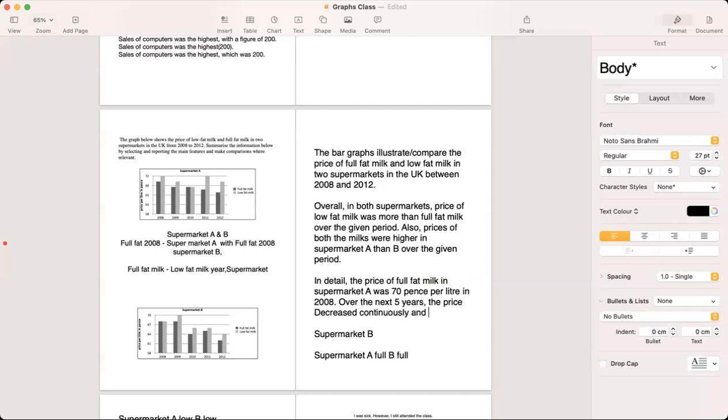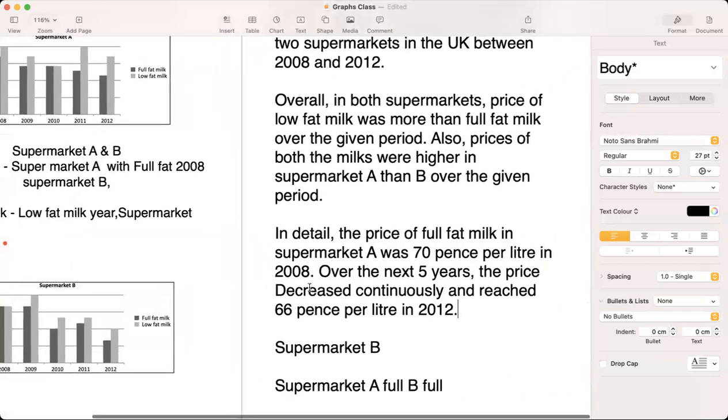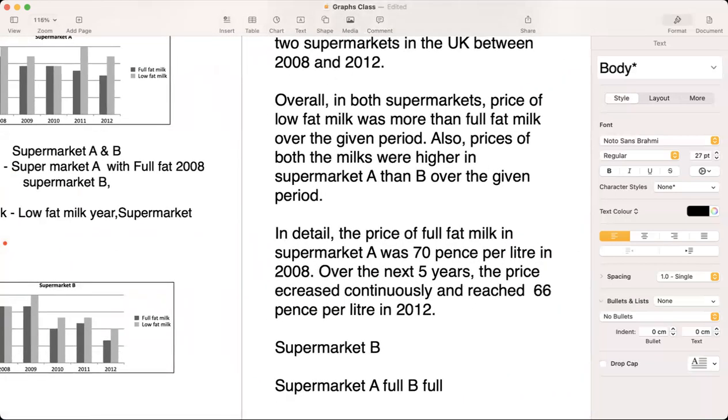I'll fix it. And reached, let's say the final year price, how much? Around 66. It's 66, so I'll write 66 pence per liter in 2012. And over the next 5 years, the price decreased and it reached 66 pence per liter in 2012. Is this clear? Yes, Nora, what you wrote is correct. Is this clear, to the one who asked whether the sentence with reached is clear?